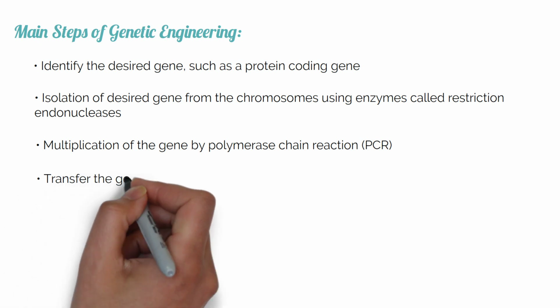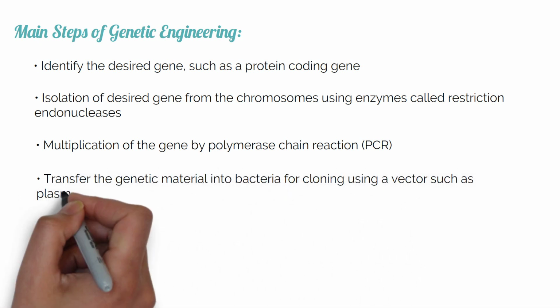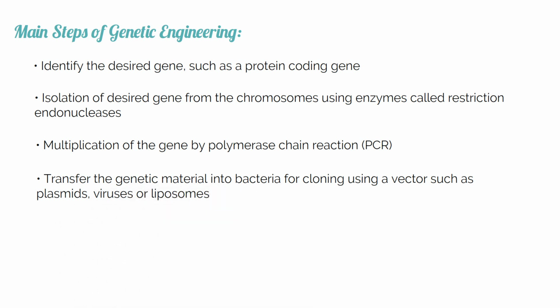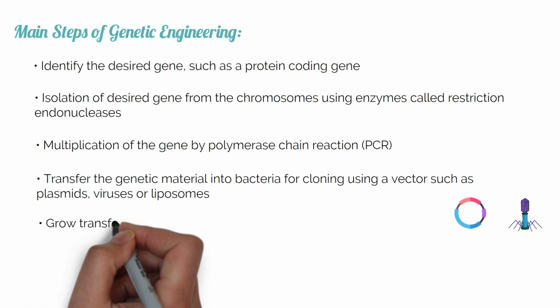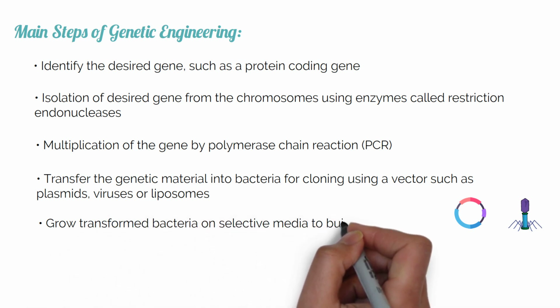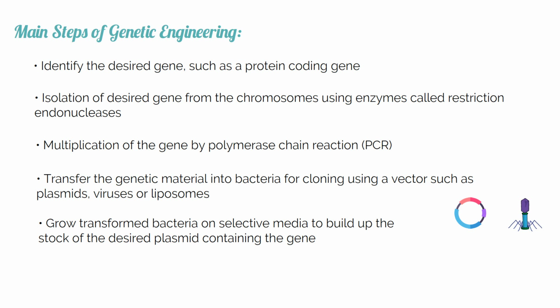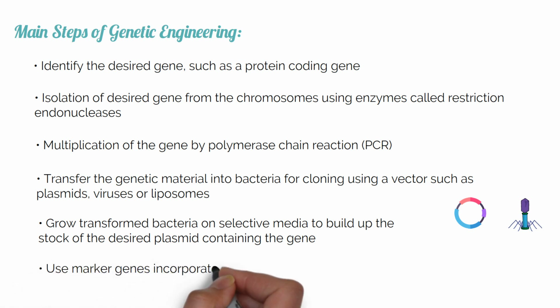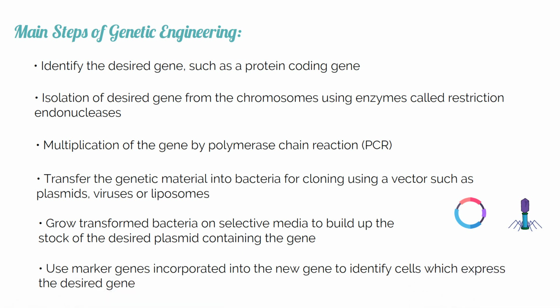Then transfer genetic material into bacteria for cloning using a vector, such as plasmids, viruses, or liposomes. Grow transformed bacteria on selective media to build up the stock of the desired plasmid containing the gene. Use marker genes incorporated into the new gene to identify cells which express the desired gene.